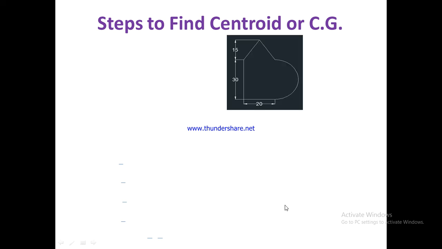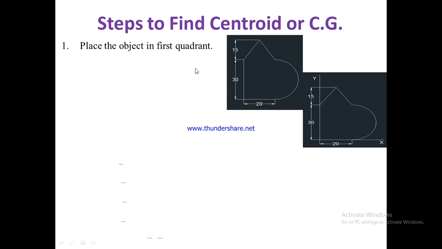So, here is the problem for which we have to find out the centroid. Here is the first step: place the object in the first quadrant. Whatever object is given will be a combination of various simple figures. Here it is a combination of triangle, rectangle and semicircle. So the first step is to place the object in the first quadrant. Here we have placed the object in the first quadrant, that is, we just have to put the x-axis and y-axis on the object.